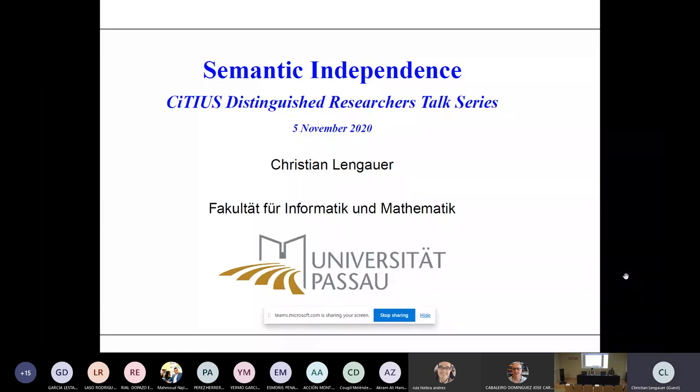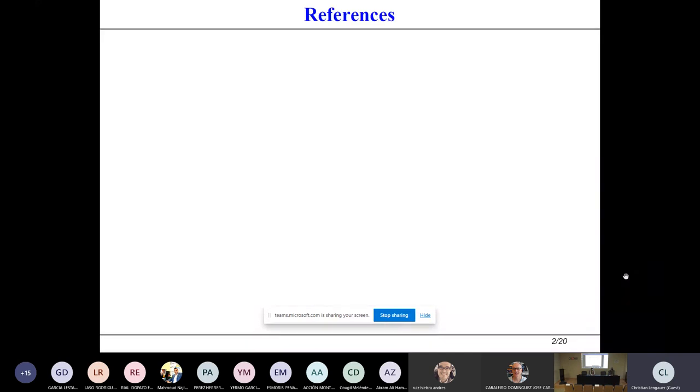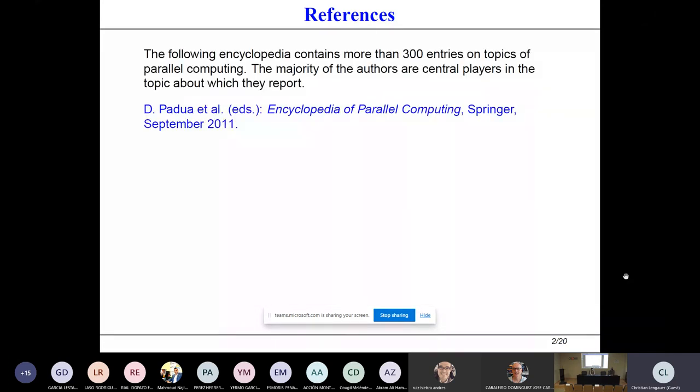Today, I'm talking about semantic independence, and I want to start a bit unconventionally, namely with reading material. The main reason for doing so is to give credit to my collaborators. Also, it gives me the opportunity to advertise an encyclopedia of parallel computing that appeared 9 years ago under the chief editing of David Padua, with more than 300 entries on topics of parallel computing. What distinguishes it from other collections is that many of the entries were authored by central players in the field, and the whole thing was rigorously revised.